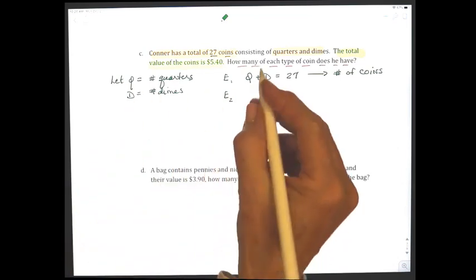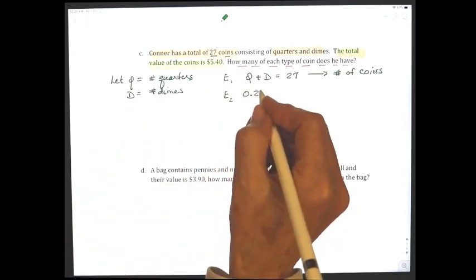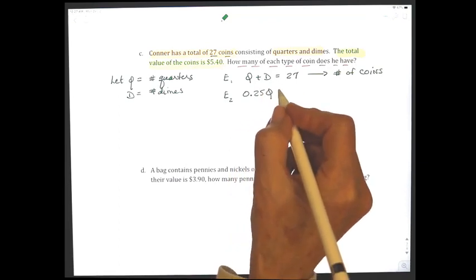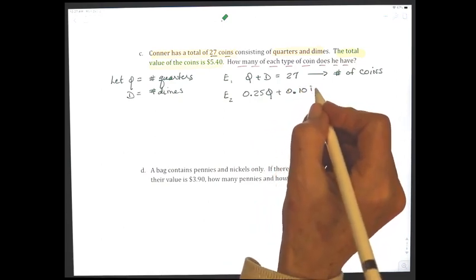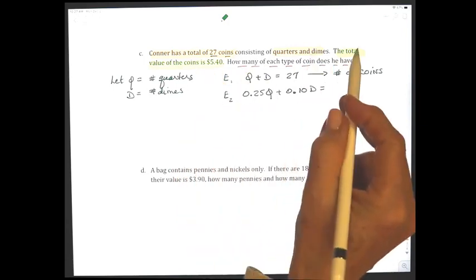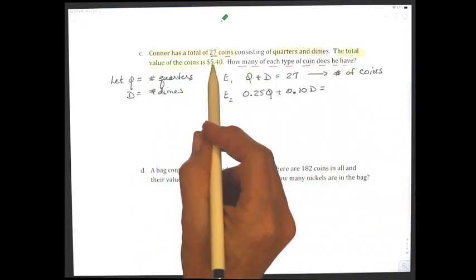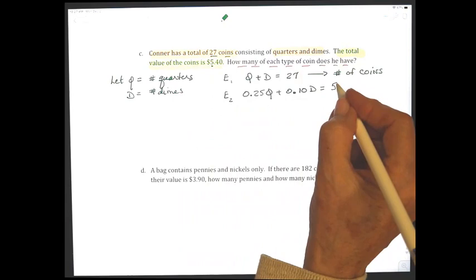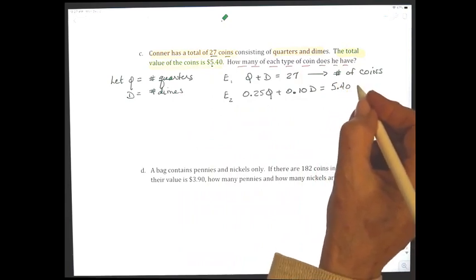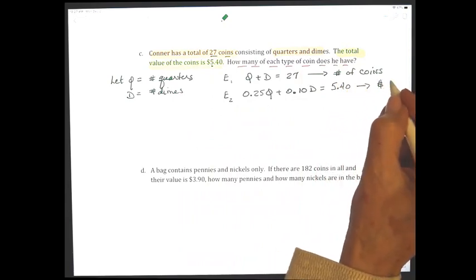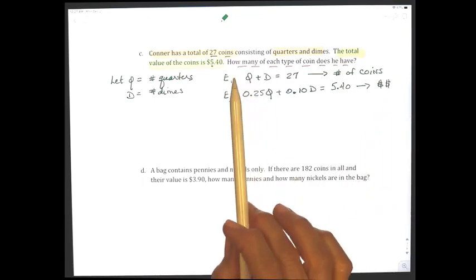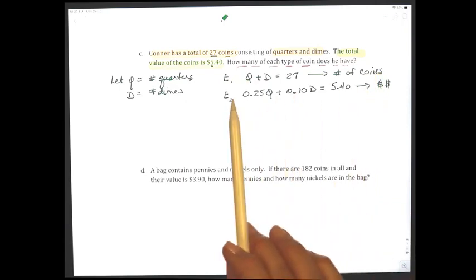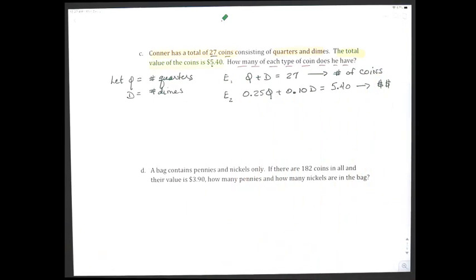So each of those quarters is worth 25 cents. And of course, I'm going to put this in decimal notation. And each of those dimes is worth 10 cents. And from here, in the highlighted green, the total value, so here's the money amount, is $5.40. So this second equation has to do with money. And sometimes that's a good way to help you get organized. One equation deals with one type of unit and the other equation deals with a different type of unit.